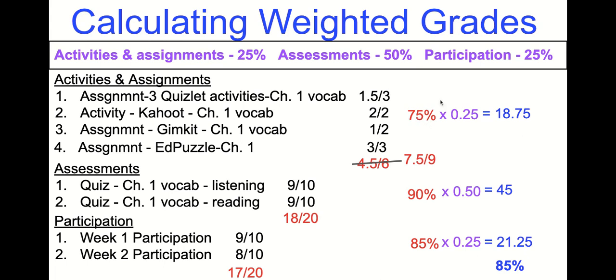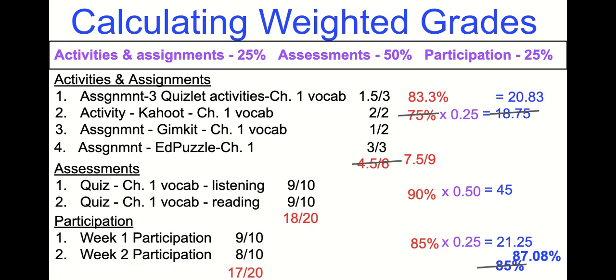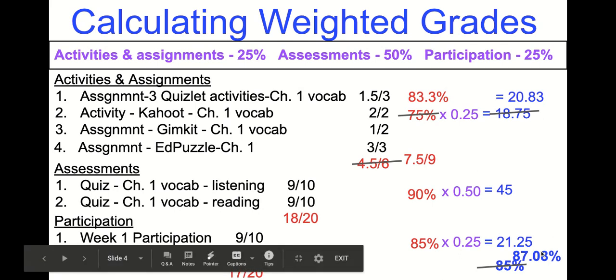which when we divide that out to find his average for activities and assignments, that comes out to an 83.3%. When we multiply that average by the weight, we now have a new number, 20.83. And if we add that to our assessments and our participation, his overall grade now is an 87.08. Okay, so just that one little homework assignment boosted his overall grade by 2%. So really make sure that you're looking at your categories and your averages for each category, because that's going to show you where you need to improve.